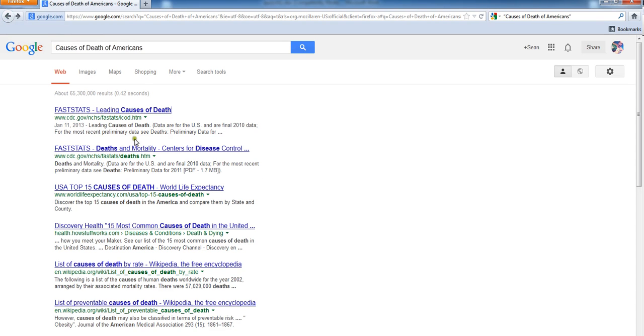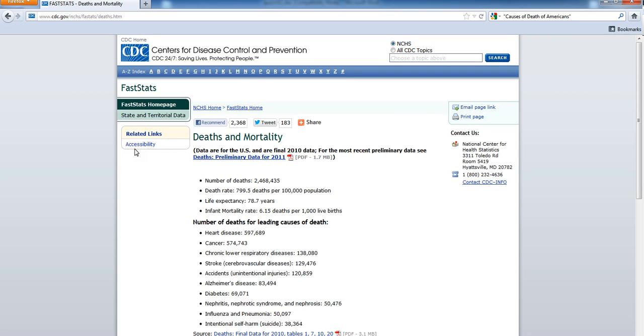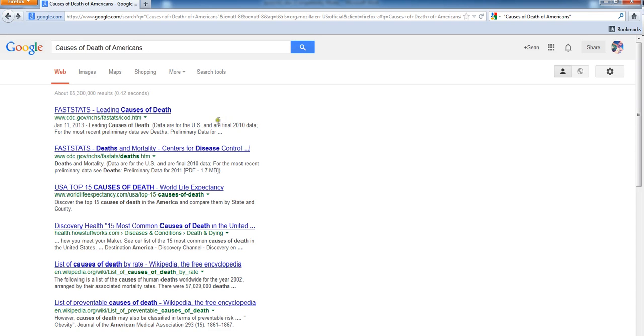Let's back out of here. Deaths and mortality. What are we seeing here? Number of deaths. This is a repeat, so we're seeing repeated data here. Okay, this is interesting. Number of deaths for 2010, 2.4 million out of 311 million-ish in the population. Life expectancy is 78.7 years. Pretty cool. What is USA top 15 causes?